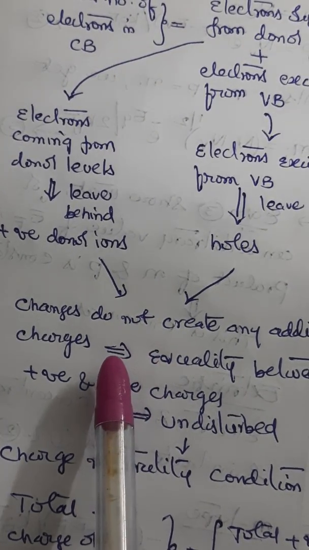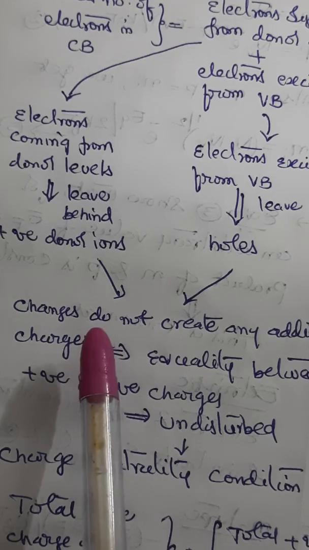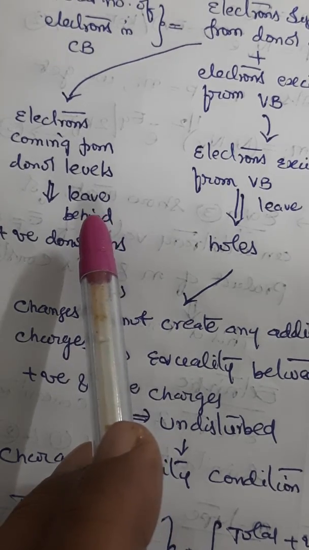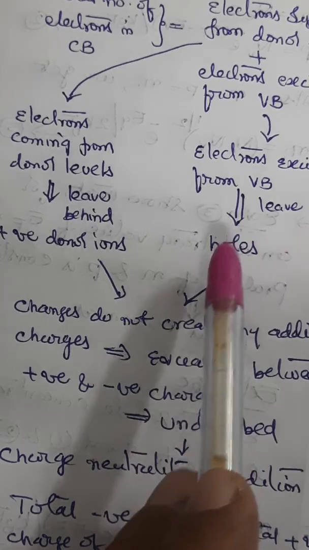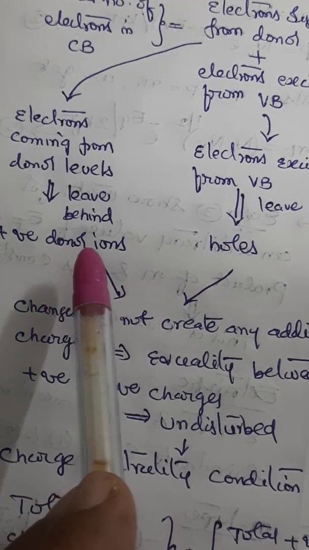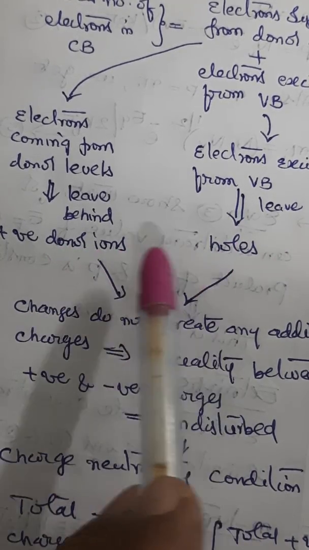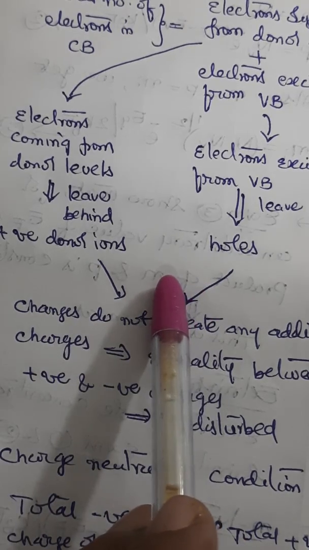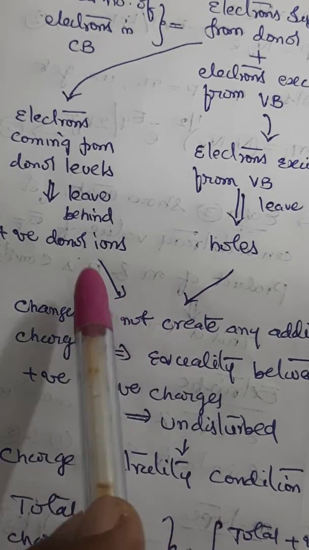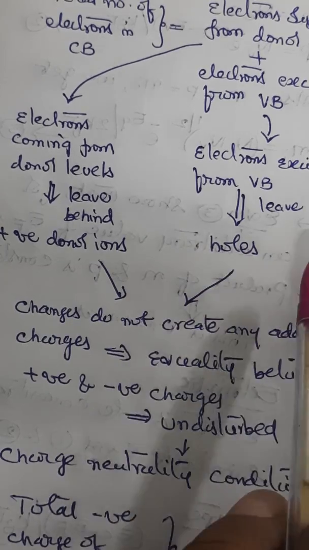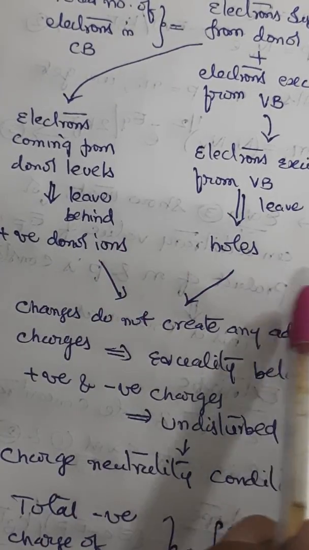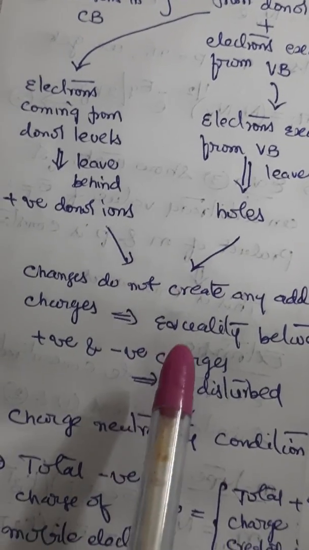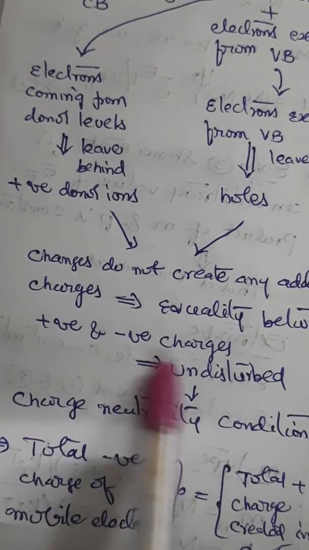Both the electrons coming from donor levels leave behind positive donor ions, whereas electrons excited from the valence band also leave behind holes. So these changes do not create any additional charges, so that equality between positive and negative charges remains constant. That means it is undisturbed. That is what we call the charge neutrality condition.